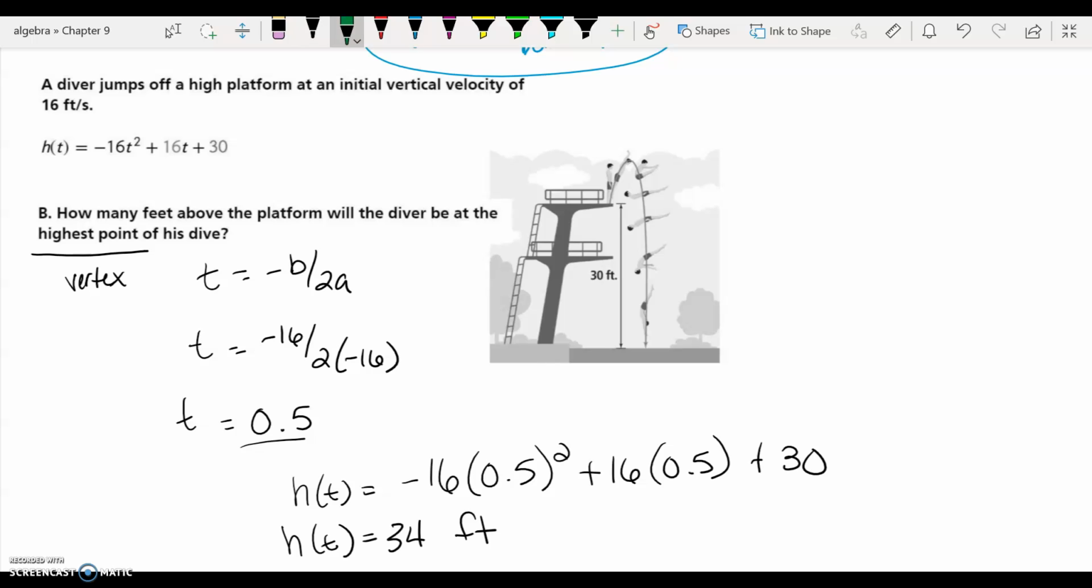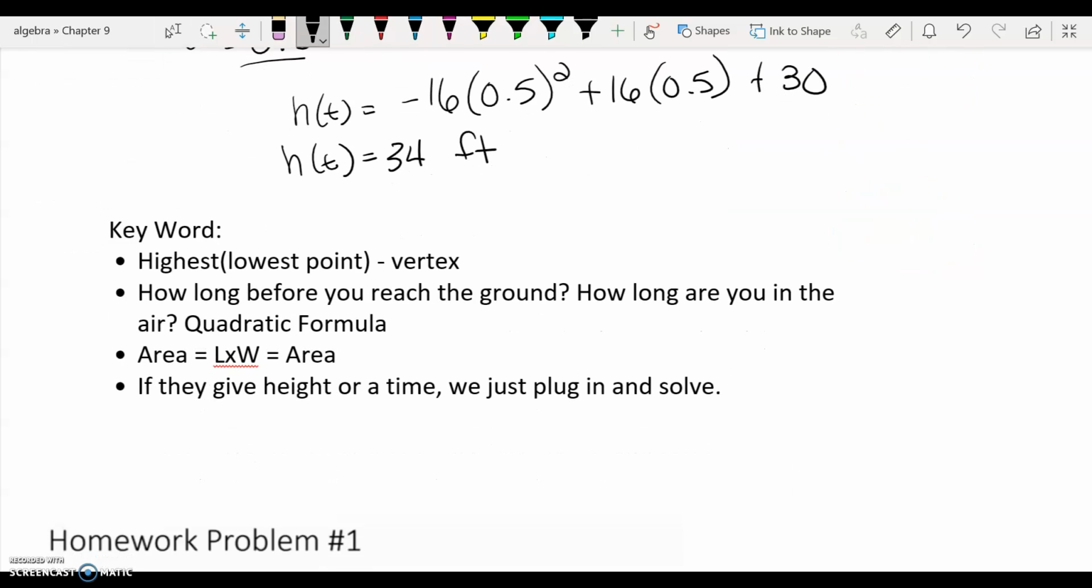Now it wants to know how many feet above the platform. Well, the platform is your y-intercept. So if you think about it, your platform is 30 feet. So how much higher did I get than the platform? The answer would be technically 4 feet, because I did 34, my highest point in the vertex, minus where I started, my 30 feet. So some keywords that you're looking for, guys.